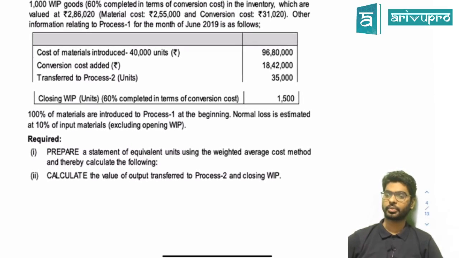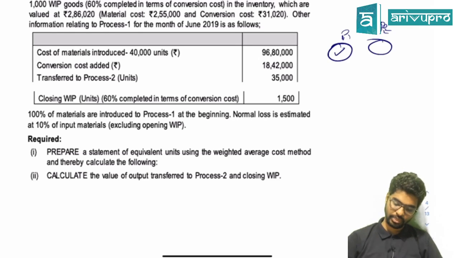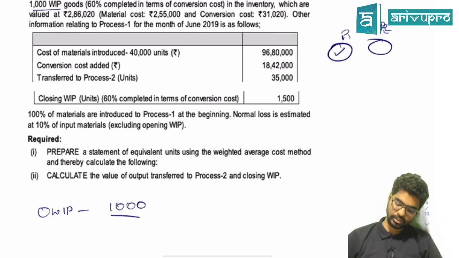Now let's look into the second question. A product is manufactured in two sequential processes, process 1 and process 2. The following information relates to process 1. So what are they saying? There is going to be a product which will have two processes, P1 and P2, and they have currently given you the information about P1. At the beginning there were 1000 WIP, that means my opening WIP how many units? 1000 units. 60% in terms of conversion cost.